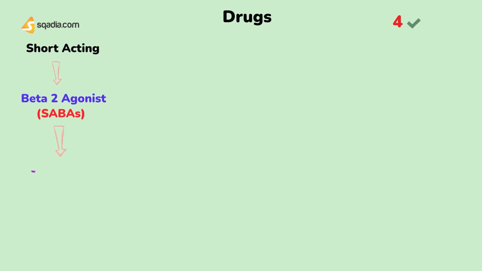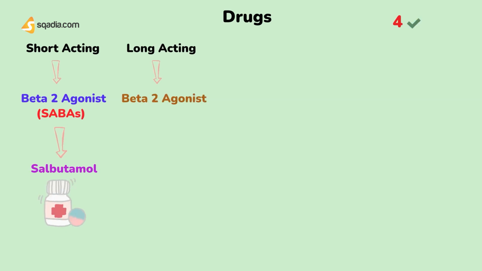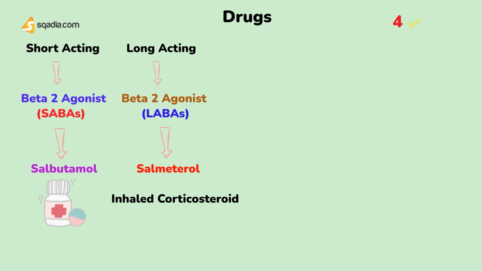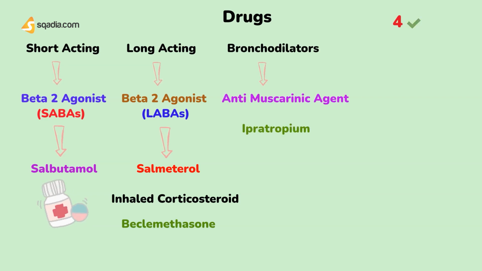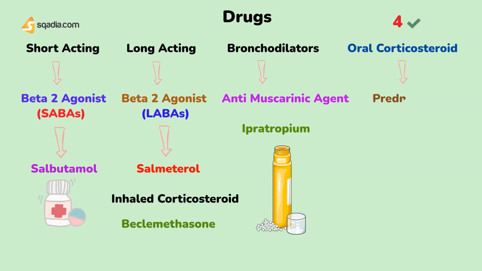The third step in the management of asthma includes the use of drugs. And these drugs are divided into four major types. So the four major types include short-acting relievers, which include inhaled beta-2 agonist, example salbutamol. Long-acting relievers, which include inhaled long-acting beta-2 agonist, example salmeterol, and inhaled corticosteroids, example beclomethasone. The third class includes bronchodilators, which include inhaled antimuscarinic agent, example ipratropium. And the fourth class includes oral prednisone.